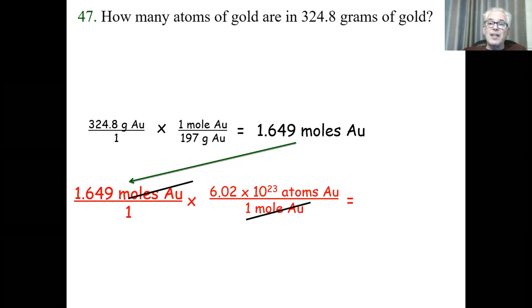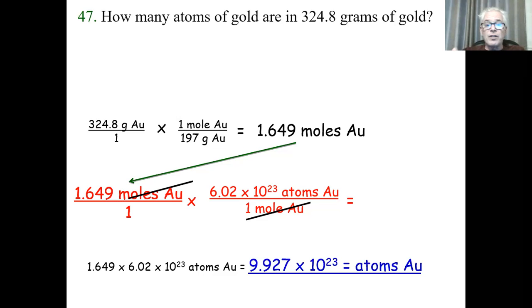1.649 times 6.02 equals. Do the front part first. Then, whatever you get, times 10 to the 23rd. You can't forget all those bazillions. That's a lot of zeros. You can't forget them, right? So we have 4 significant figures times the unlimited in the conversion factor. We're going to have 4 significant figures times 10 to the 23rd. That shouldn't be an equal sign before atoms, okay? Well, I guess, I don't know how you wrote it. 9.927 times 10 to the 23rd atoms of gold.